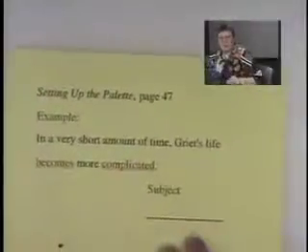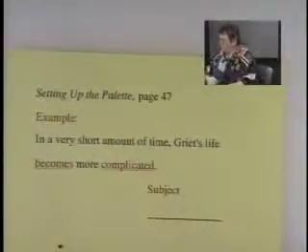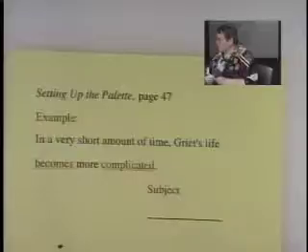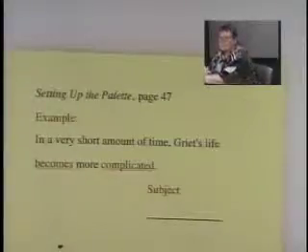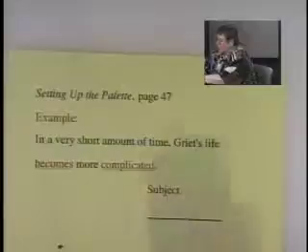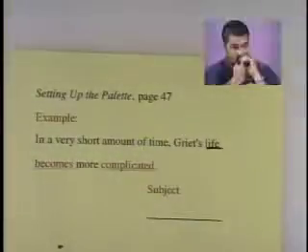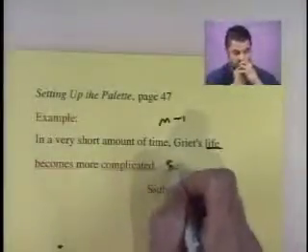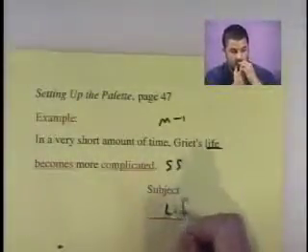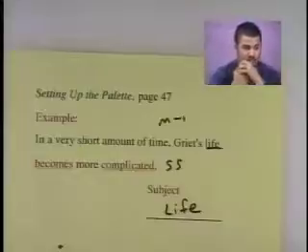Well, this next exercise takes us a little bit further into Greet's life. It says, in a very short amount of time, Greet's life becomes more complicated. Jeff, if becomes complicated is the verb, where's your subject? Life? What kind of a clause? A main clause? What kind of a sentence? Simple sentence? Do we agree? Life becomes more complicated.